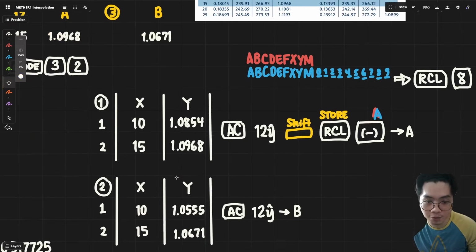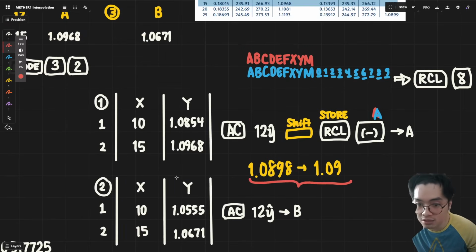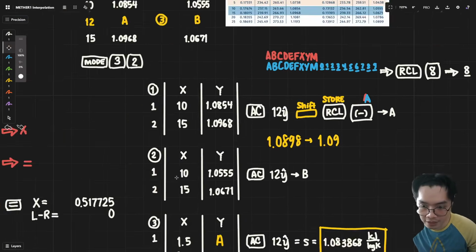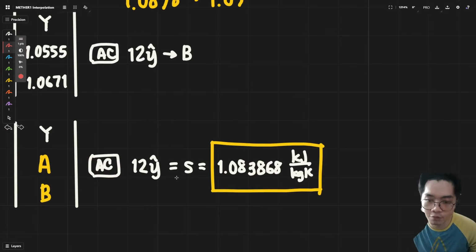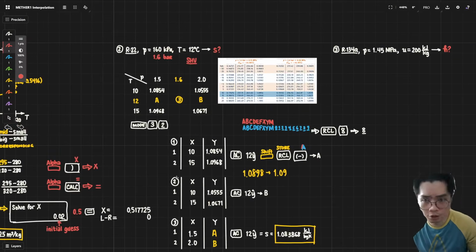If, for example, you truncated the value of 1.0898, you just wrote down 1.09, you are already including some error. Error in the sense that you did not write this whole thing down. In here, the calculator is writing down everything for you. And so, there you go.